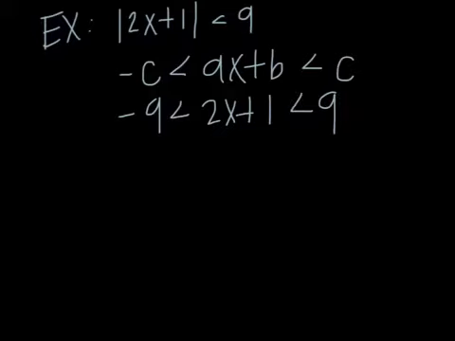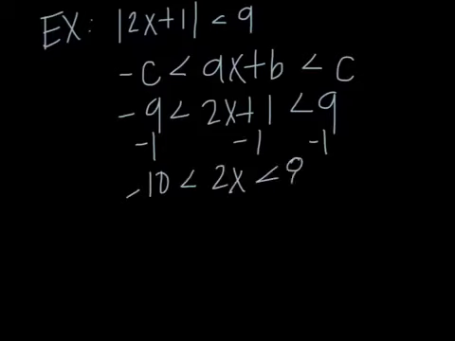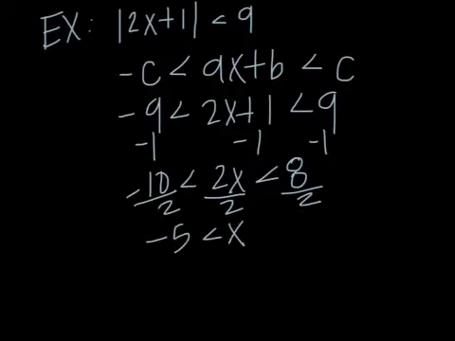I'm going to go ahead and solve this. So I'm going to subtract 1 from both sides. So I have negative 9 minus 1 is a negative 10 is less than 2x, which is less than 8, because 9 minus 1 gives us 8. Once again, I need to get the x by itself, so I'm going to divide both sides by 2. So I have negative 5 is less than x, which is less than 4.